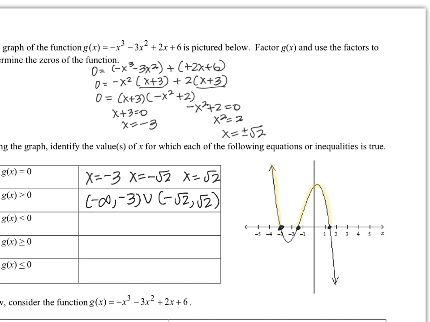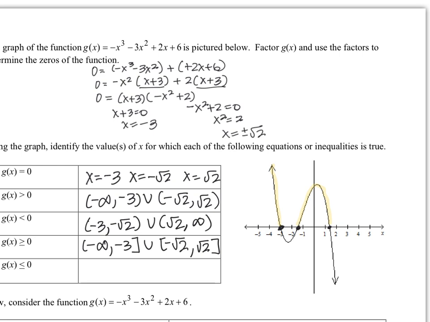I'm going to go ahead and skip down to number 4, because it's almost the same as number 2. It just has the brackets. So I know that one's from -infinity to -3 bracket, and then bracket negative square root of 2 to positive square root of 2, bracket. Okay. Now, number 3, they want to know where it's less than 0. Well, everything that we didn't mark so far, that's between -3 and negative square root of 2, and then again from square root of 2 to infinity.